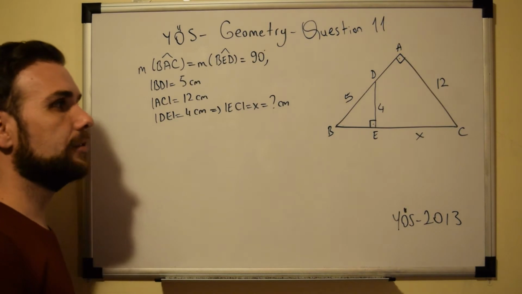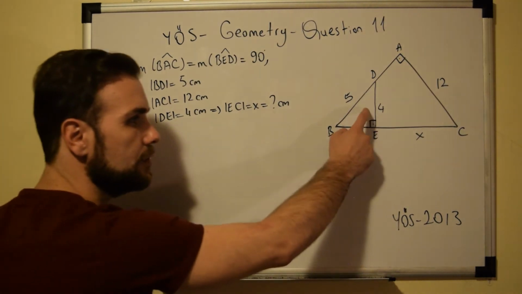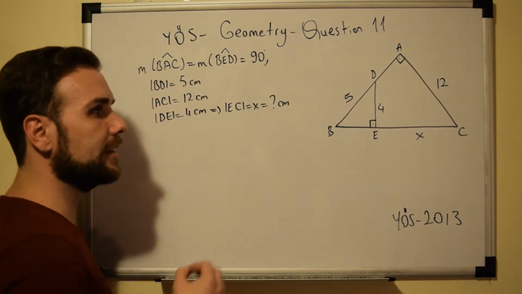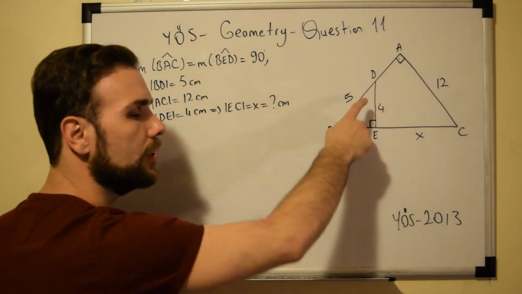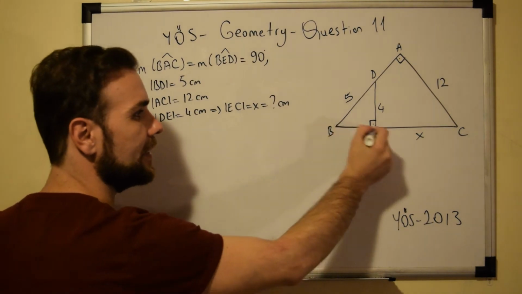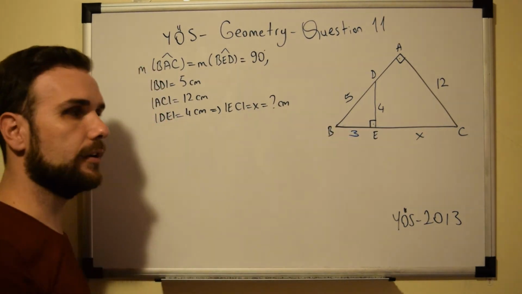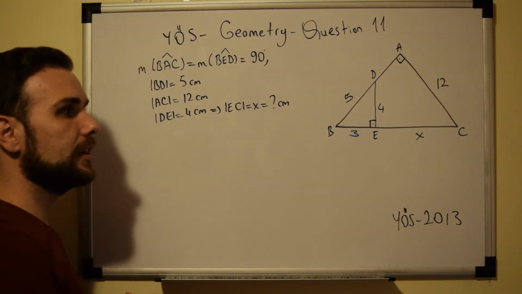Now, what do we have over here? Let's go with the first information. As you can see here, we are dealing with a right triangle, a common right triangle. If the hypotenuse is 5 and one of the sides is 4, it means that the other side will be equal to 3.